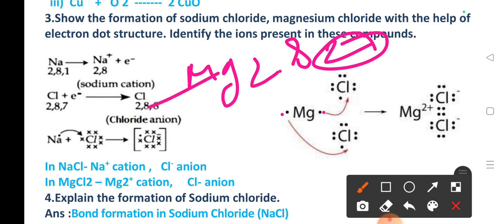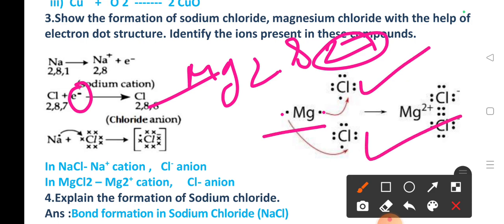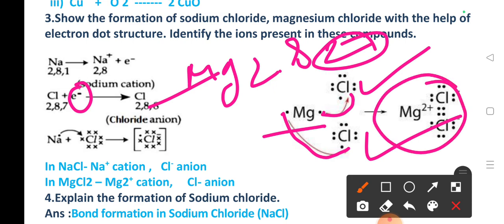And I already told you about chlorine. Chlorine's electronic configuration is 2, 8, 7. In its outermost shell, it requires 1 electron. That's why 1 magnesium reacts with 2 chlorines by donating those 2 electrons, one electron for one chlorine and another electron for the other chlorine. And what does it give? MgCl2.